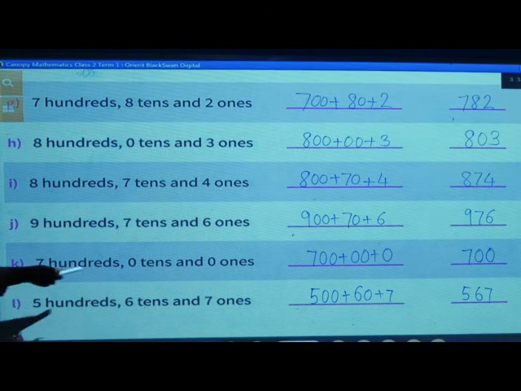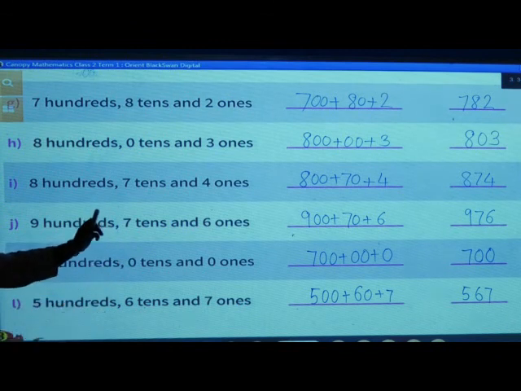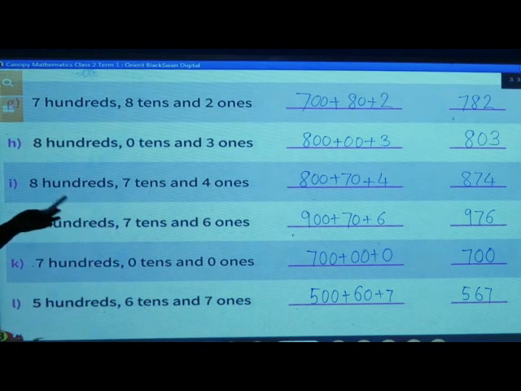Because there is no number, no tens, no ones. Only they have given 0 tens, 0 ones. 0 tens means nothing, 0 ones means nothing. Now next 500, 6 tens and 7 ones, that is 500 plus 60 plus 7, that is 567.